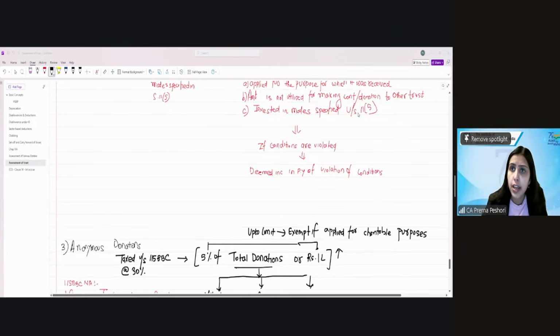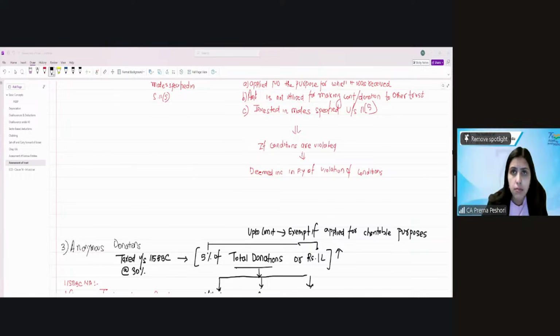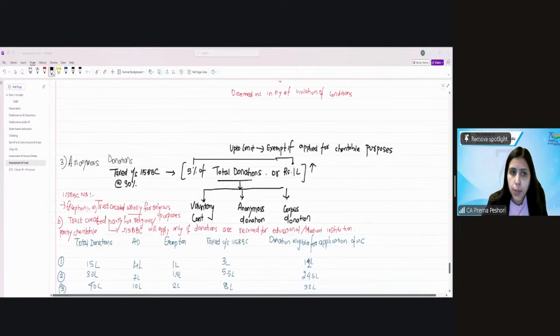How are the anonymous donations taxed? 30% it will be taxed, but from total donation, we have to take 5% of it or 1 lakh rupees, whichever is higher. We have to deduct it from anonymous donation and take it in normal voluntary donation, and the other is taken as anonymous donation, and 30% tax will be charged. Correct. So anonymous donations are taxed under 115BBC at the rate of 30%, in excess of 5% of total donation.